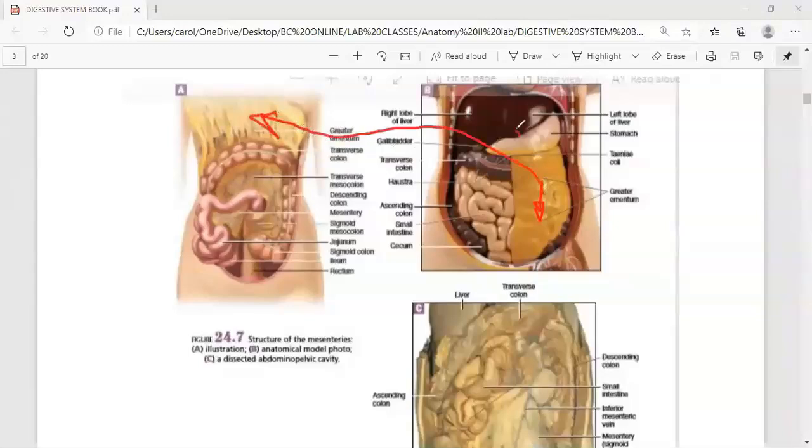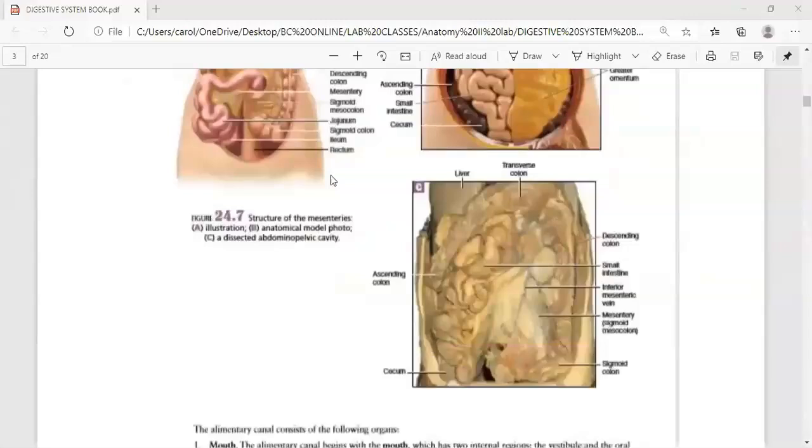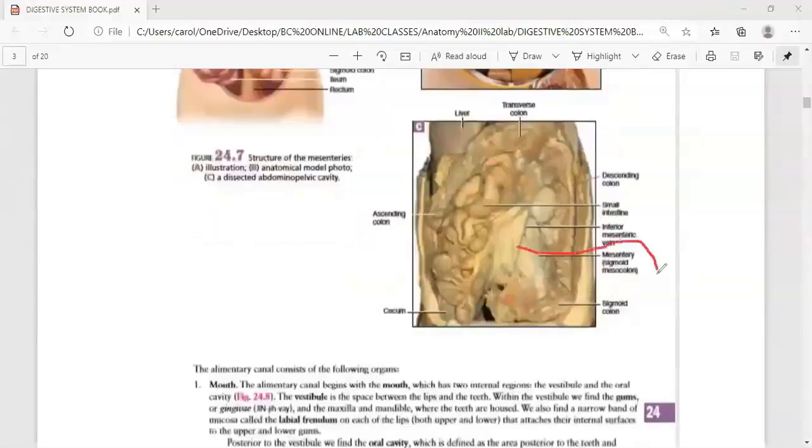Okay, now there is another communication right here, part of the membrane that is going to be between your liver right there and your stomach. That one is the lesser omentum. Okay, so then right here you have the mesentery. So here it says mesentery.